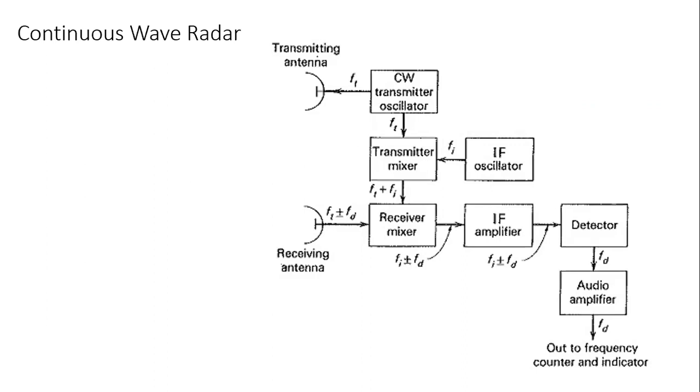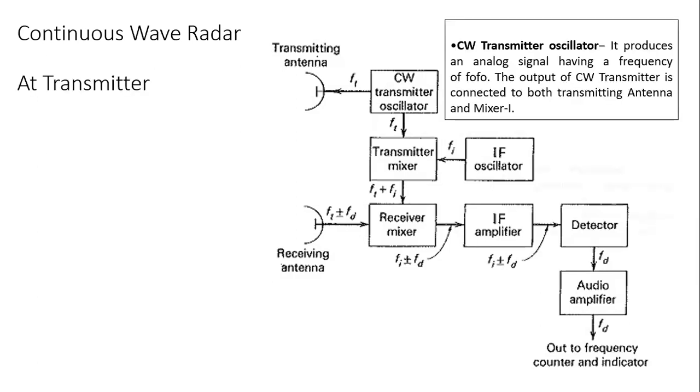The difference between pulse radar and continuous wave radar is that in pulse radar we can use one antenna for both transmitting and receiving, so we need a duplexer. Whereas in continuous wave we are using two separate antennas, one for transmitting and one for receiving. So a duplexer is not required.